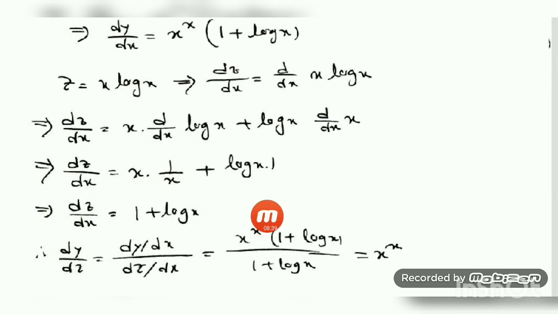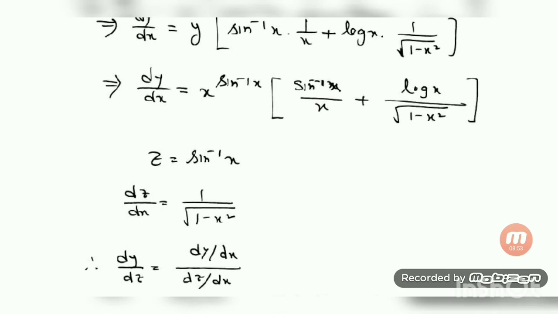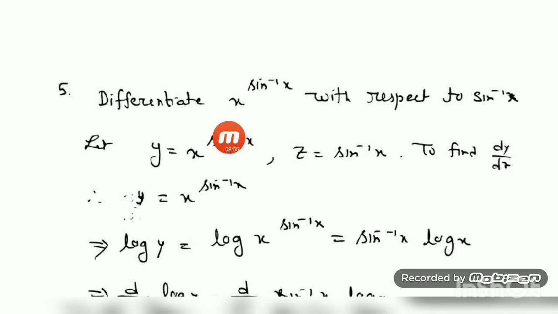Now you have to find out dy/dz. So dy/dz is what? dy/dx by dz/dx, by parametric form. Put the value of dy/dx, that is x to the power x times (1 plus log x), and this is 1 plus log x. Both 1 plus log x cancel out, and x to the power x is your answer. Hope you understand it. I will just proceed to the next question.